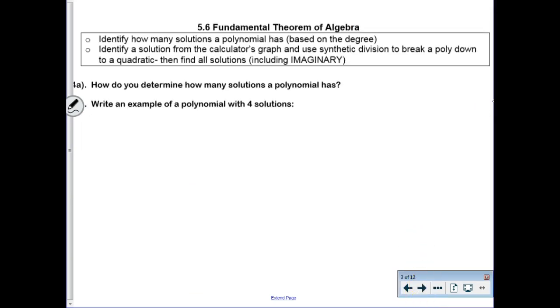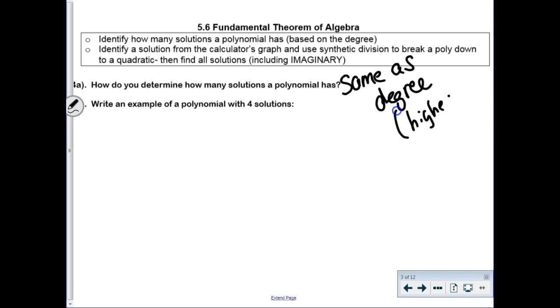And now we have some new stuff. The first one being the fundamental theorem of algebra, the gigantic theorem, right? How do you determine how many solutions a polynomial has? And the answer is it's the same as the degree, which is, remember, the highest exponent. So there's going to be a question on your test where I give you a polynomial and you're going to tell me up to how many solutions we are going to find. And then write an example of something that has 4 solutions.